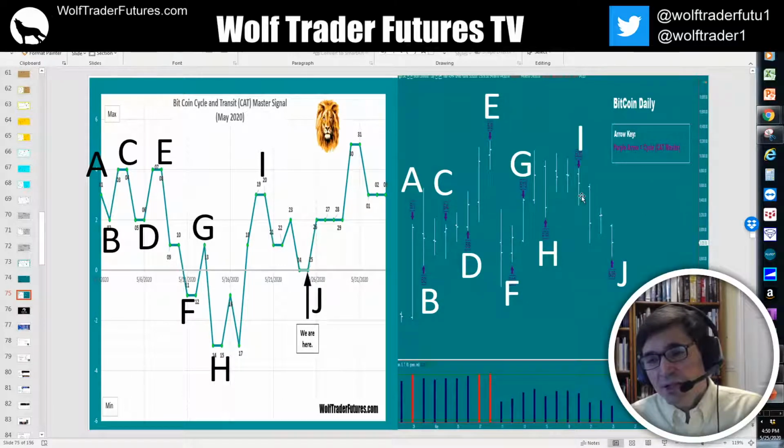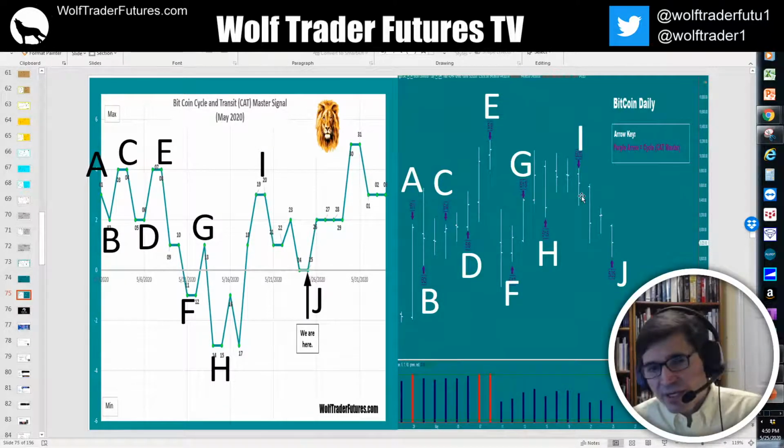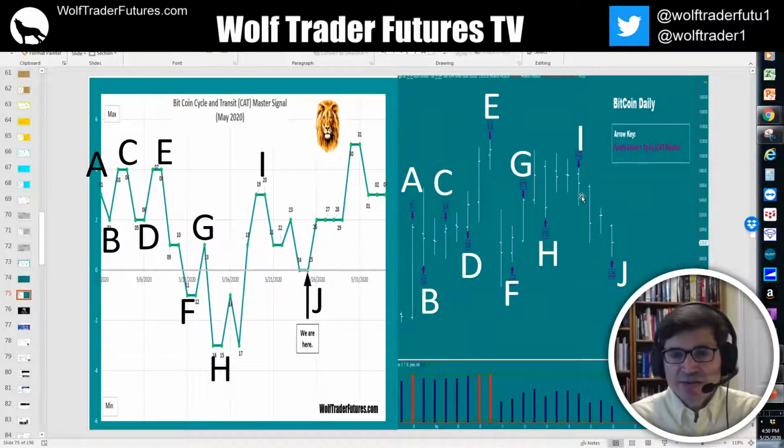Okay, so Bitcoin is one of the hotter ones going. Like I said, there's a few that are kind of straggling along, like the yen and the Australian dollar. They're kind of iffy, but Bitcoin has been strong this month.